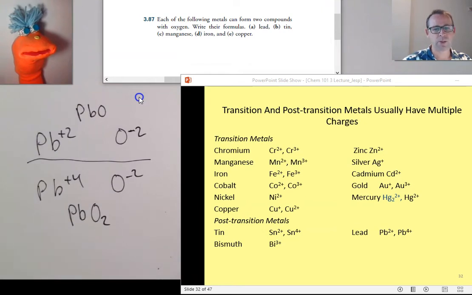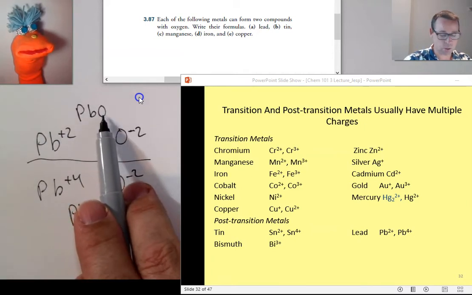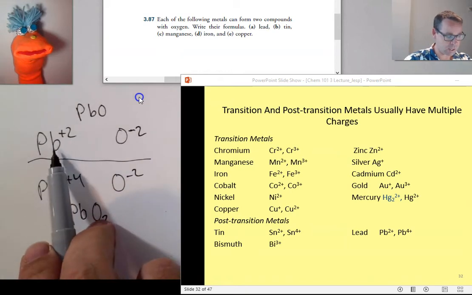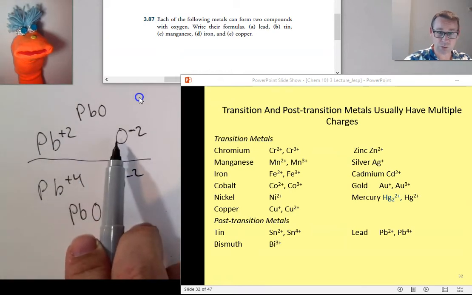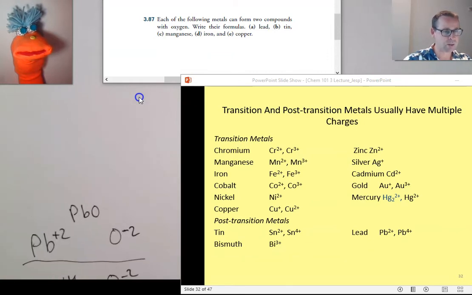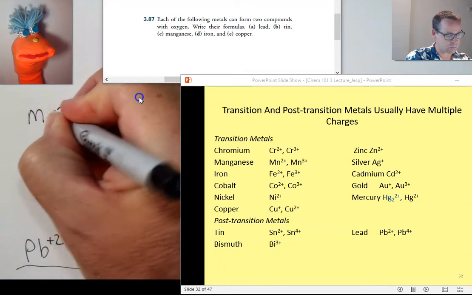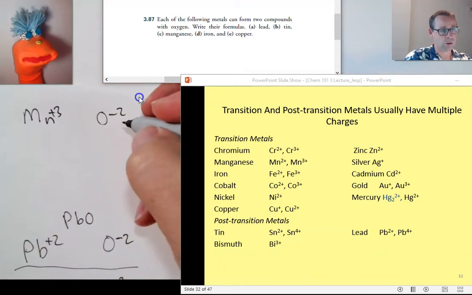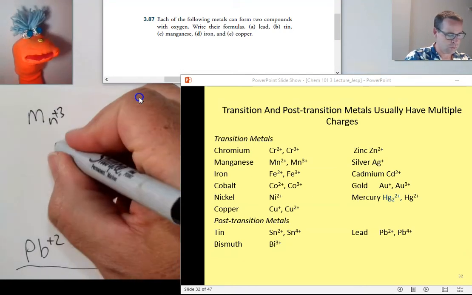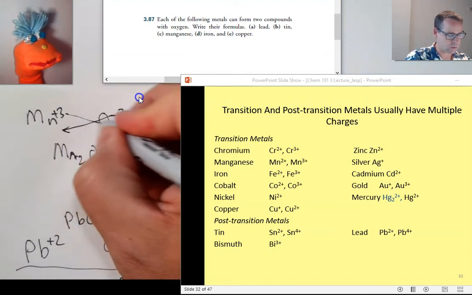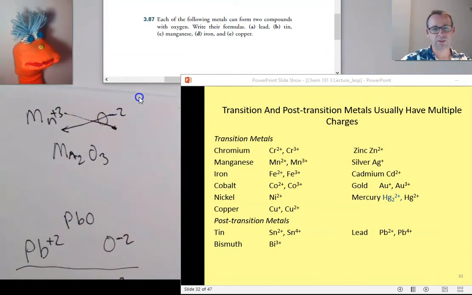So for tin, we can have a +2 or a +4. So that would be the same, SnO and SnO2. For manganese, we can have a +2 or a +3. So for manganese, it would be MnO for manganese 2 oxide. But for manganese 3 oxide, what would the chemical formula be? Can I use the crisscross rule? Yeah. So it's Mn2O3. That's right, because we can just use the crisscross like that to find out what they are.